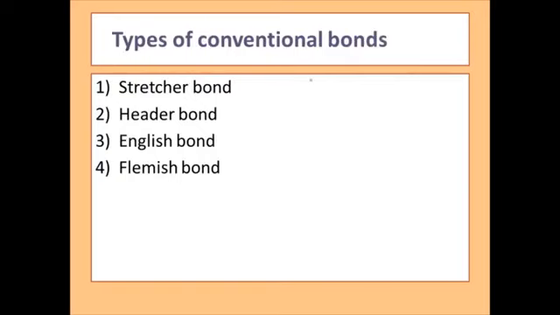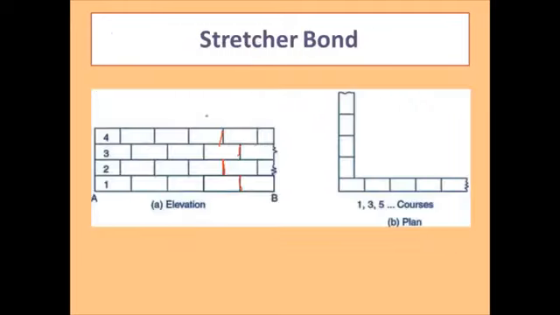Then there are 4 types of conventional bonds in brick masonry. What is a conventional bond? Whatever bonds follow the given rules are called conventional bonds. So in brick masonry, there are 4 types of conventional bonds. The first one is the stretcher bond, second is the header bond, third is the English bond, fourth is the Flemish bond. Let us see the first one here, the stretcher bond.